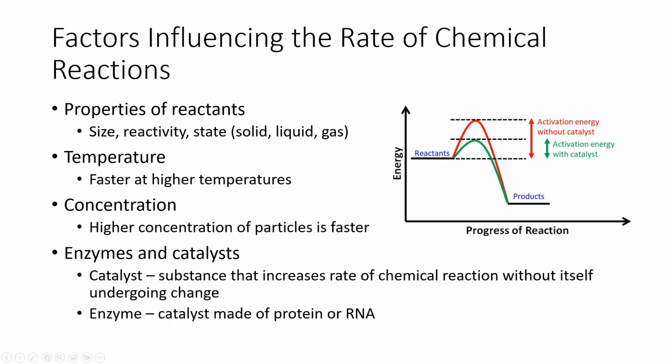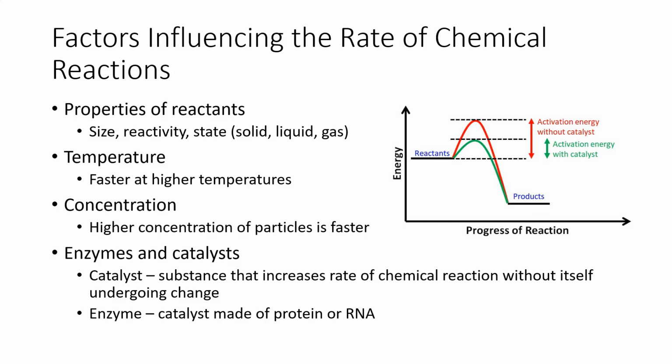And then finally, we should discuss some factors that influence the rate of chemical reactions. So the first thing to think about is the properties of these reactants. So what is the size of the reactant? Something where there's more surface area will have more opportunity to have reactions, and so that will increase that rate of reaction. There are different reactivity features of different reactants, and so some may have a higher reactivity and would have a faster rate of chemical reaction. And then the state of a reactant, is it a solid, a liquid, or a gas?